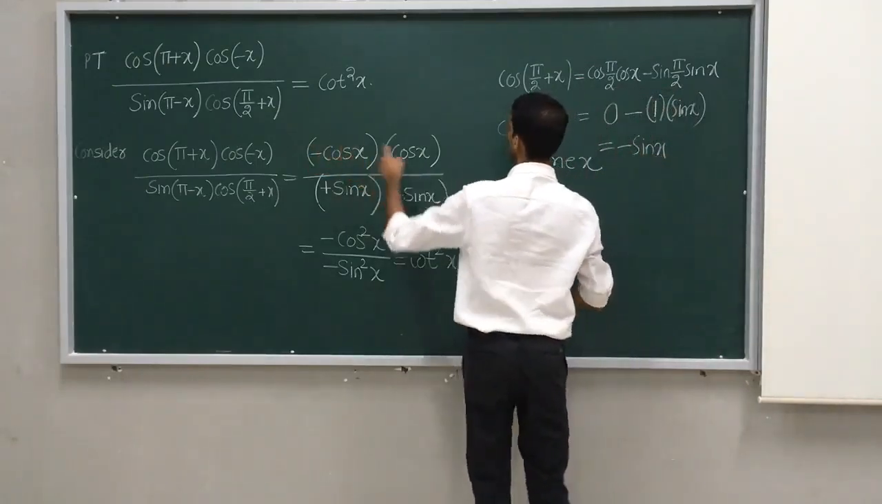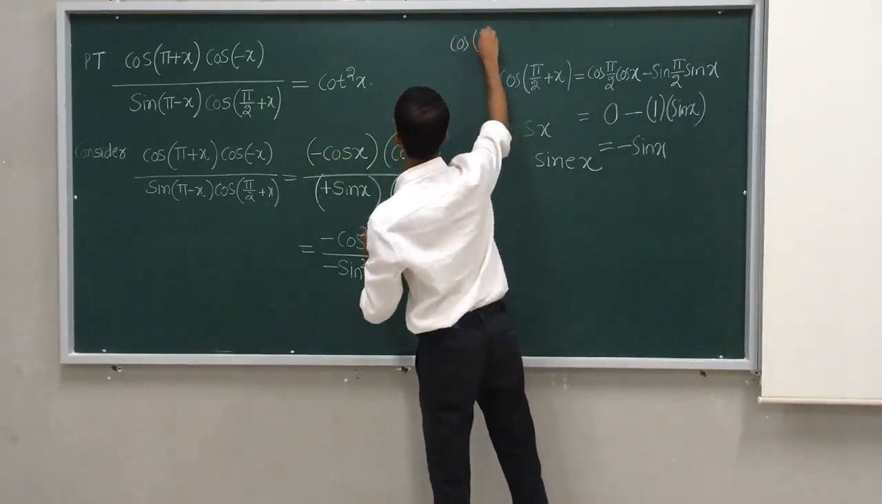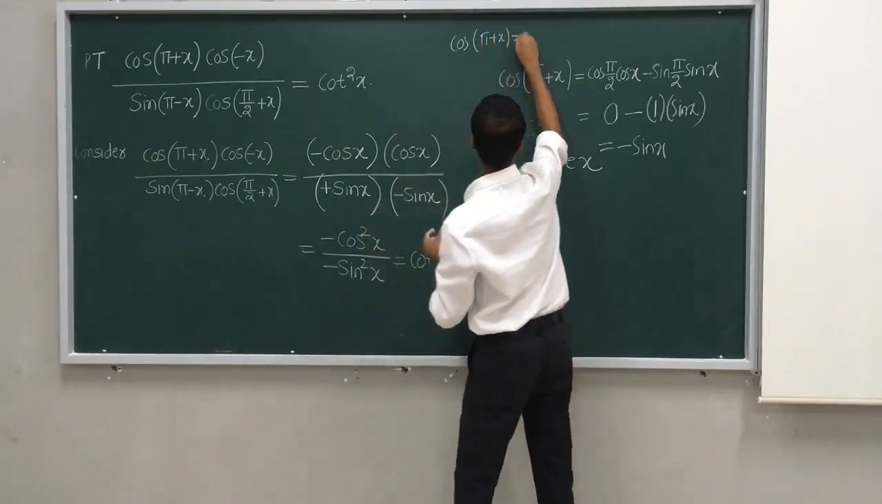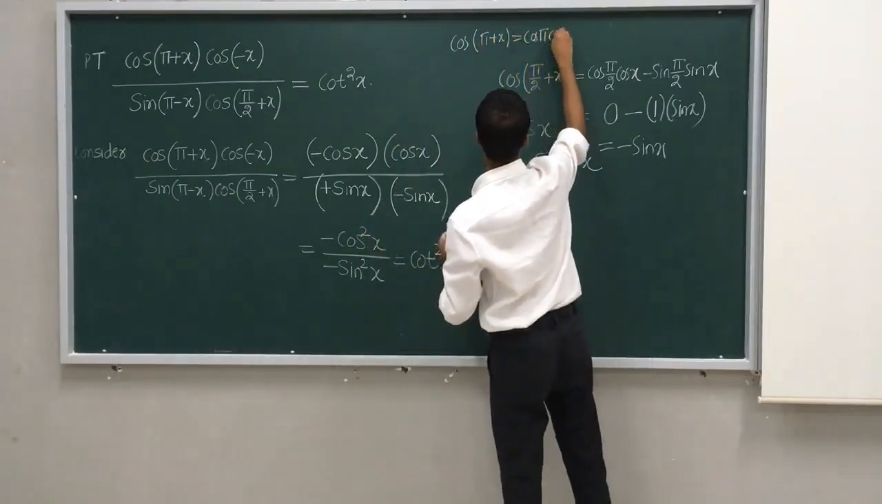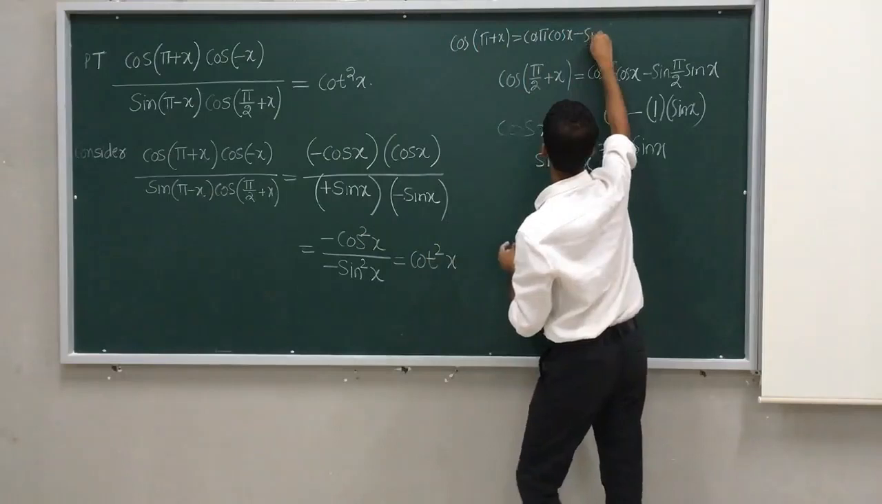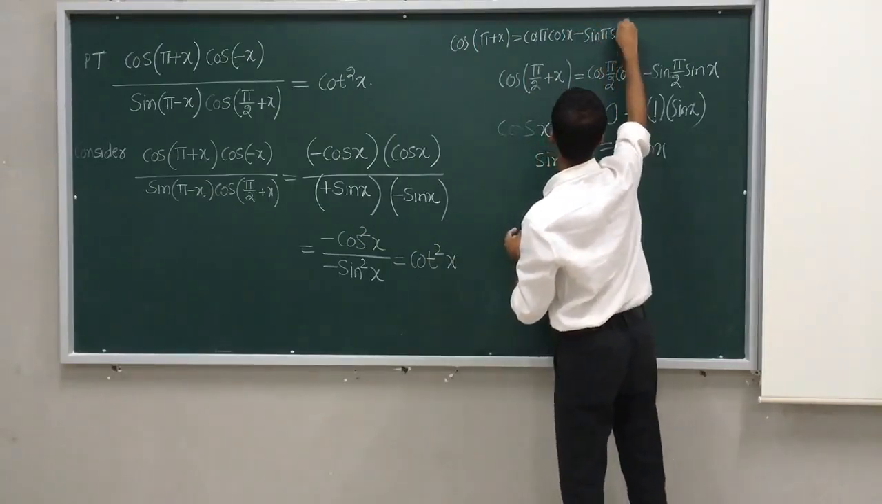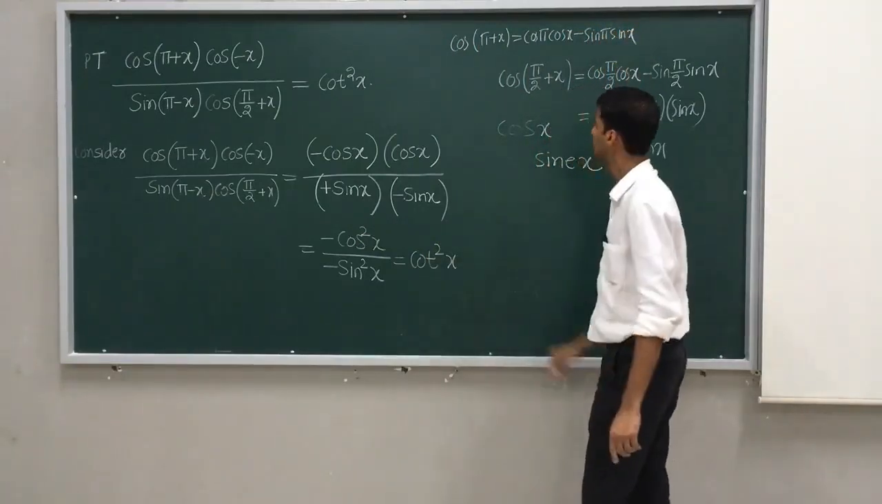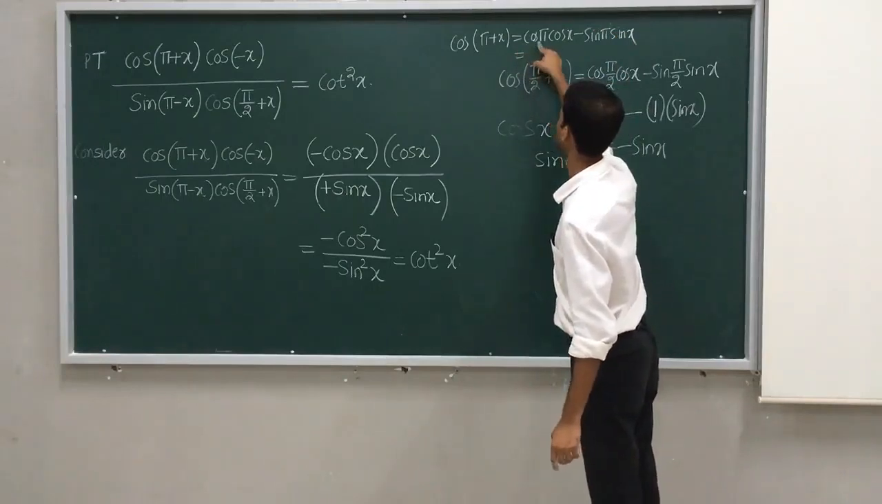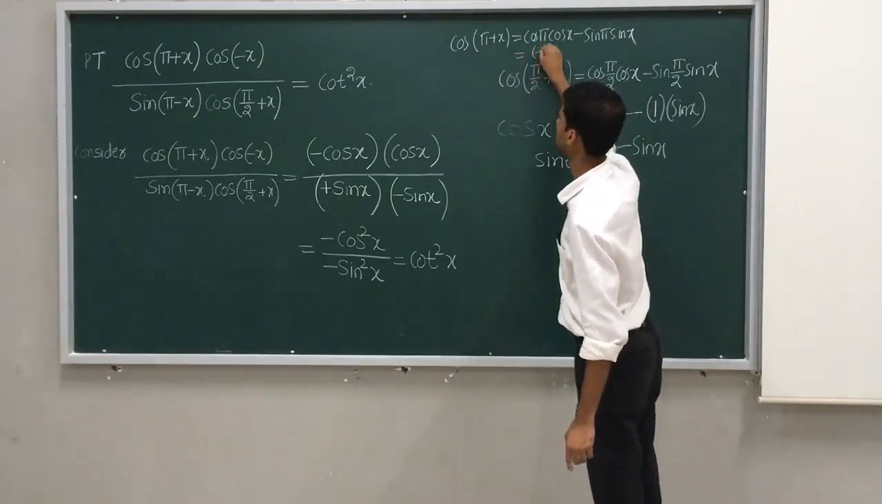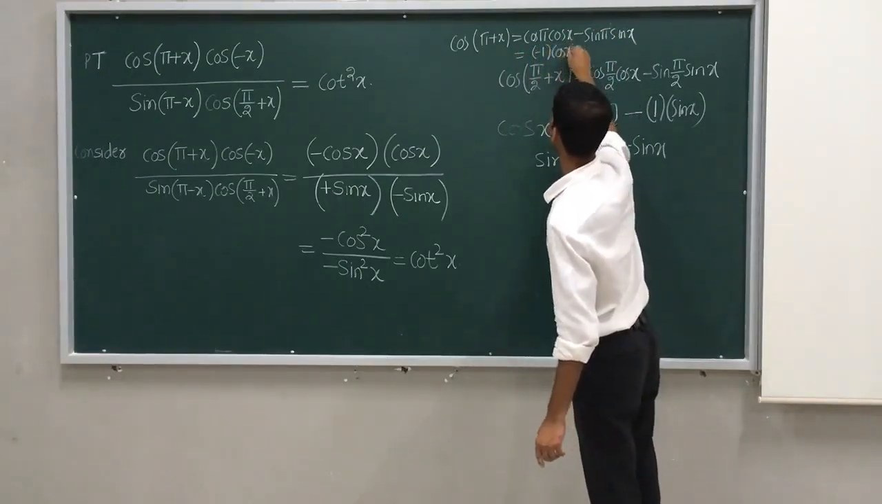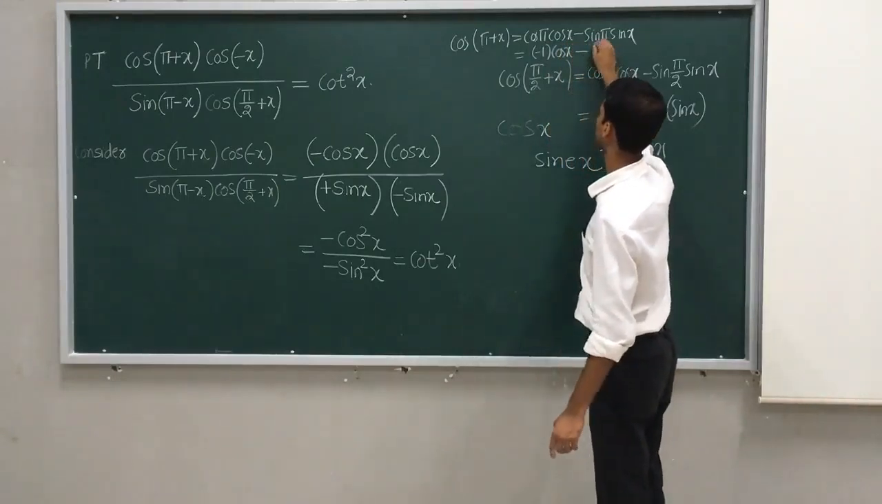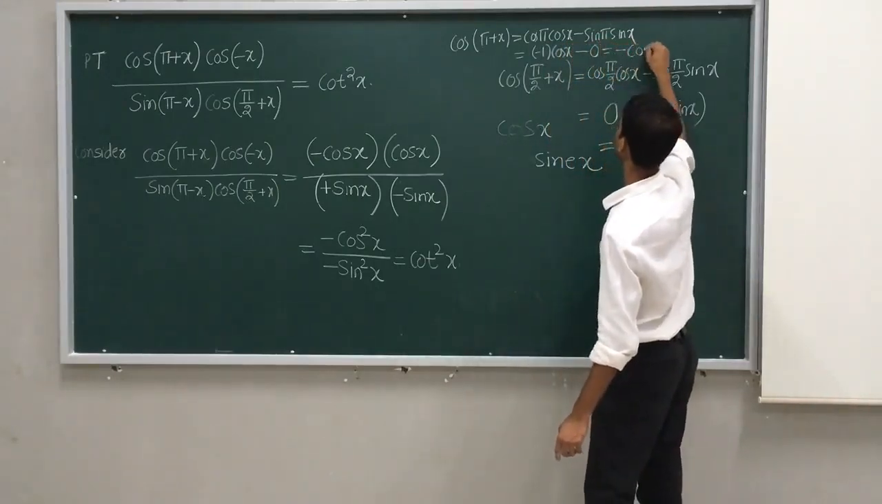Similarly, for this particular expression, if you just check cos of pi plus x, you will get cos A cos B minus sin A sin B. Yes, cos pi, that is odd multiple of pi, is minus 1 into cos x. Sin of any multiple of pi is 0, so in return you will get minus cos x.